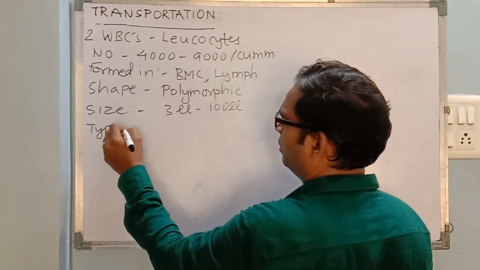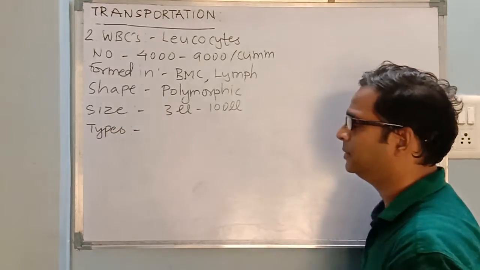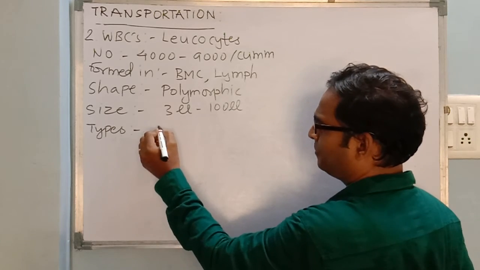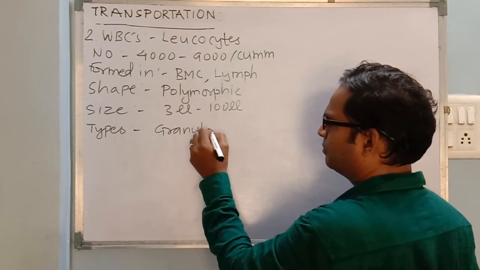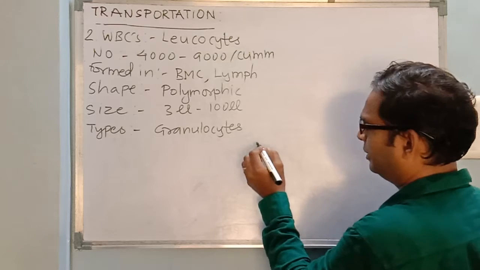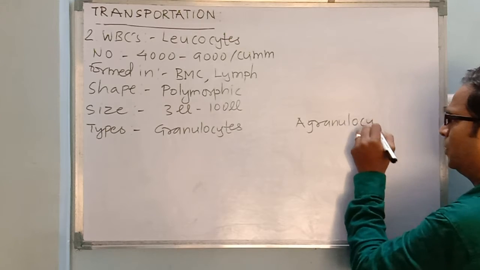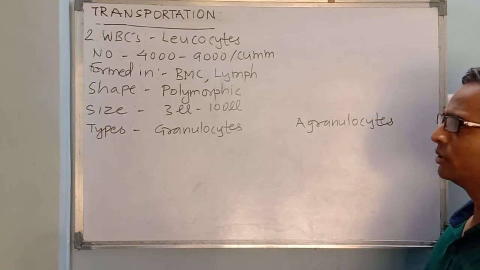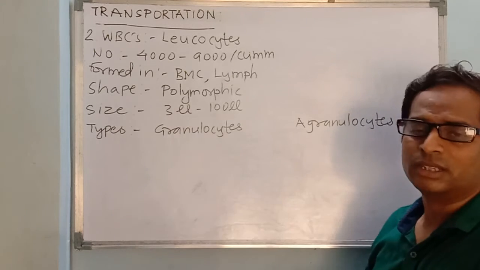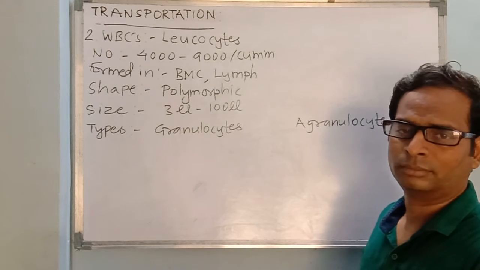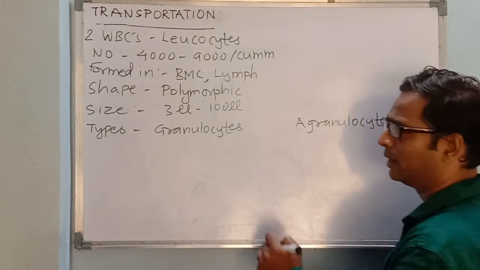Now when we talk about types of these WBCs, they can be broadly divided into 2 main types, and those 2 main types are granulocytes and agranulocytes. What is the meaning? Granulocytes are those WBCs which have granules in their cytoplasm. And agranulocytes do not have granules in their cytoplasm.